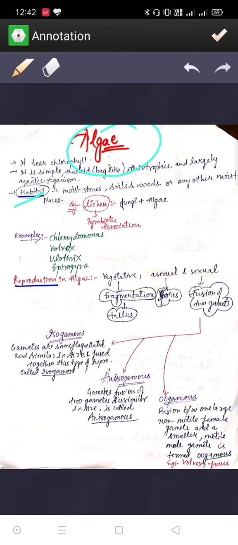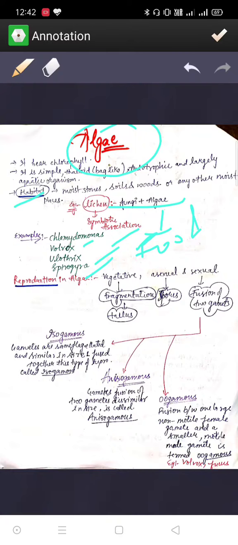We all know lichen, which is a symbiotic relationship between fungi and algae. Here the algae provide food to the fungi. There are many examples of algae, such as Chlamydomonas, Volvox, Ulothrix, Spirogyra, and many others.